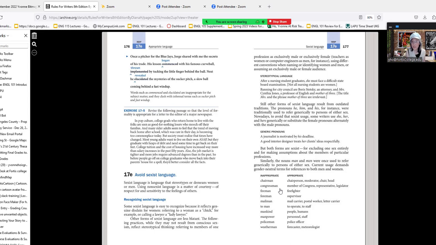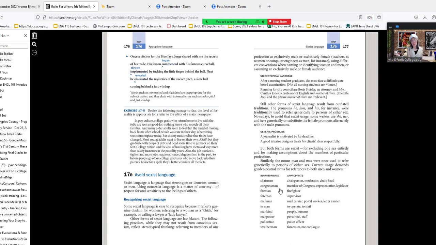I think that you can make it even more generic. You would just put it into the plural. Journalists are motivated by their deadlines. Interior designers treat their clients respectfully. In my opinion, just make everything plural, and that way you get rid of the he and the her and the sexist stuff.